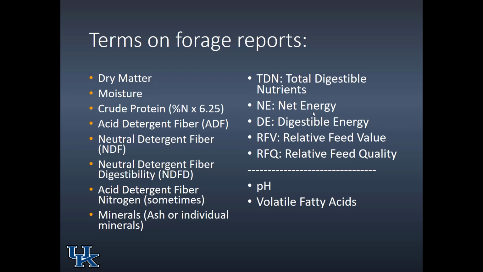All reports are going to try to estimate energy, and they may use TDN or total digestible nutrients. They may report some form of net energy or digestible energy, and they will most likely all contain relative feed value, RFV. They may contain RFQ, or relative feed quality, and we'll differentiate a little later about what those two are. And again, baleage samples by wet chemistry are going to give you pH, volatile fatty acids, and a few other things.